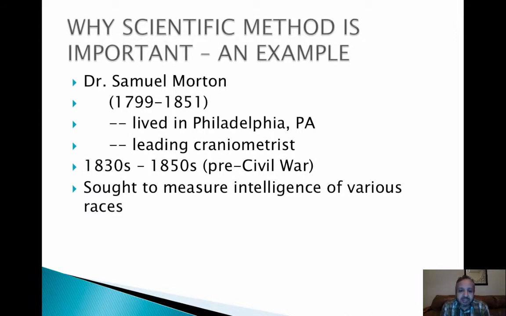There was this researcher named Samuel Morton who was living in the early to mid 19th century, at a time when there was still slavery in America. It was a very racist society, and he was a craniometrist. He studied craniums, and he was interested in studying the intelligence of different races. What he would do is collect craniums, the craniums of black people and white people.